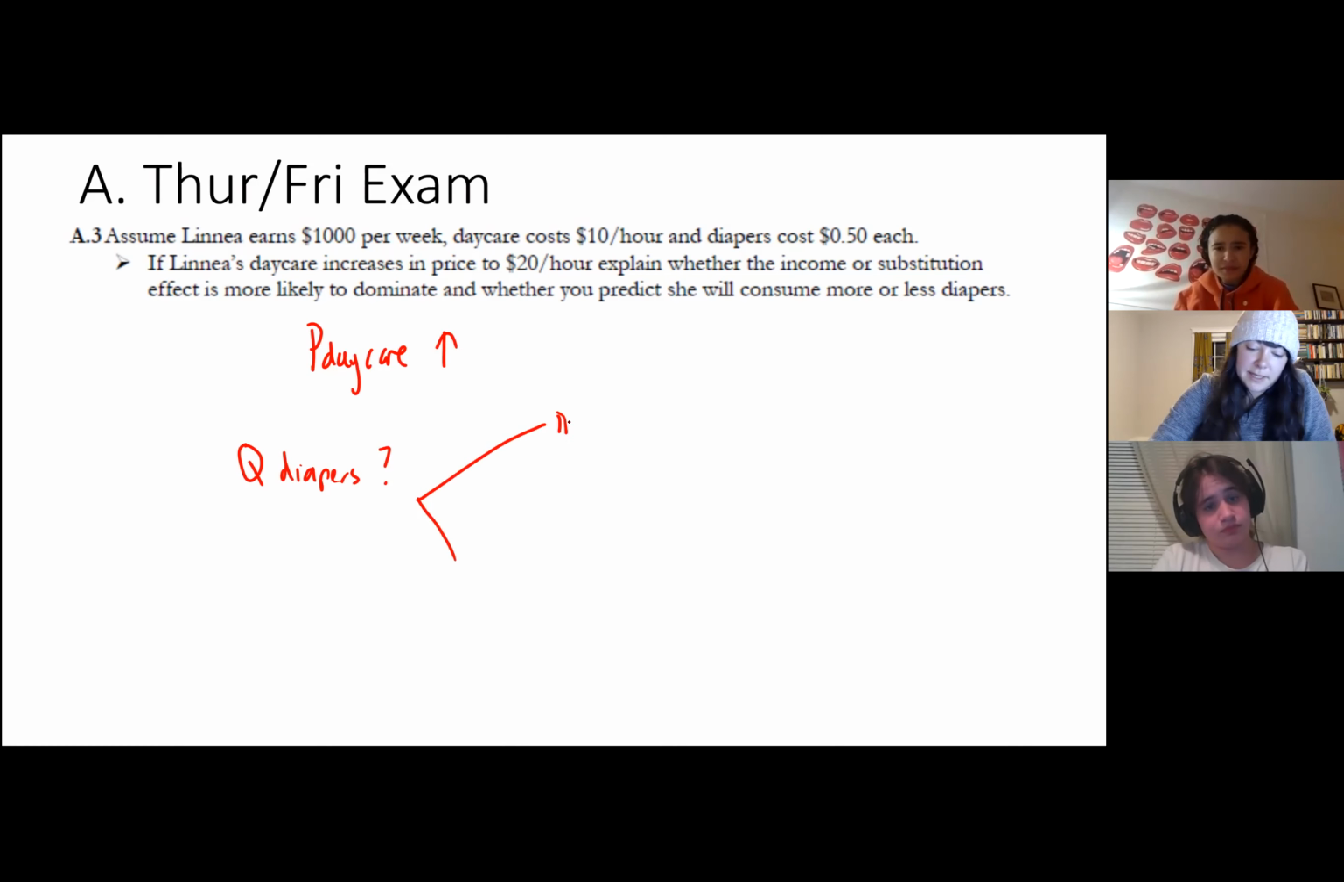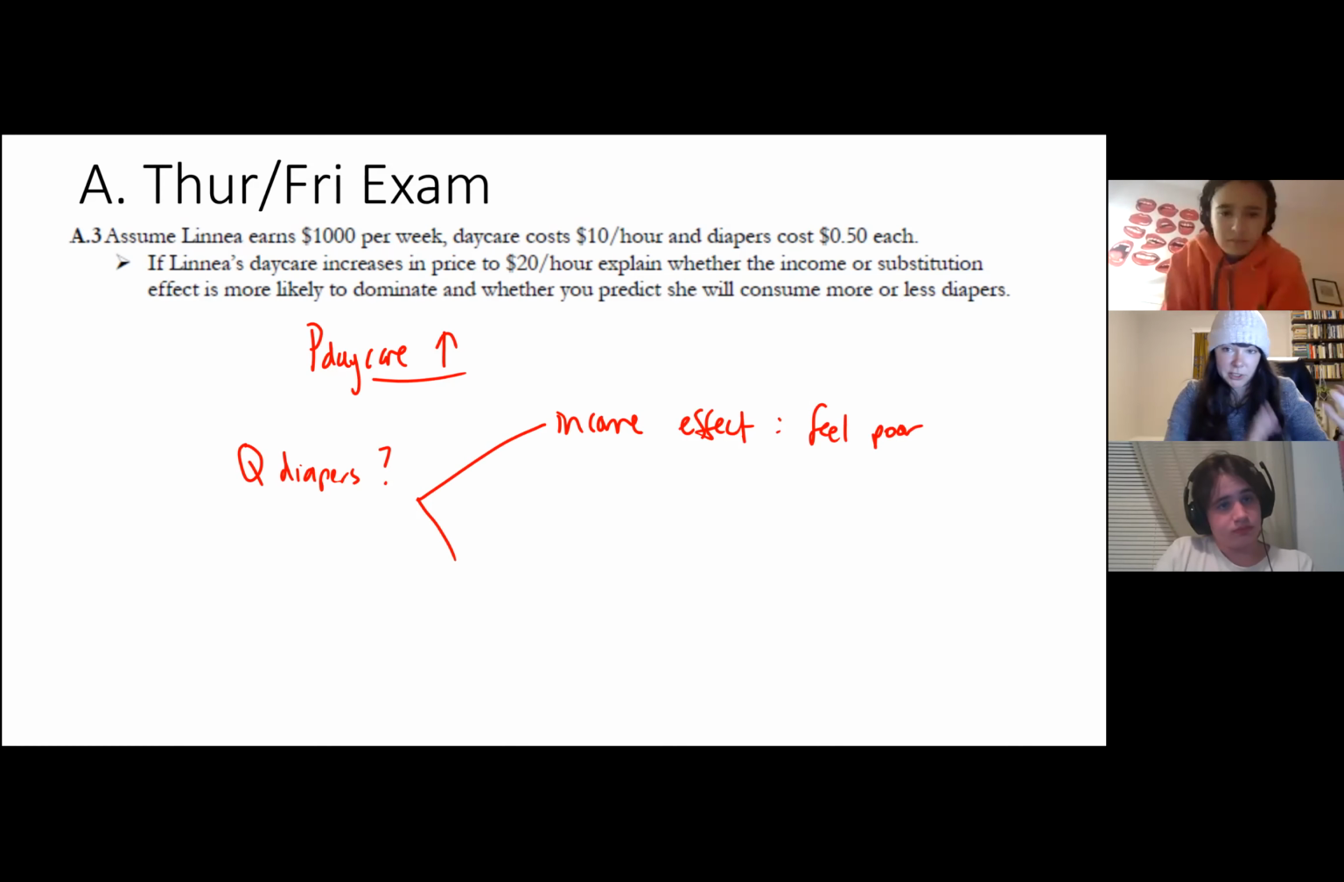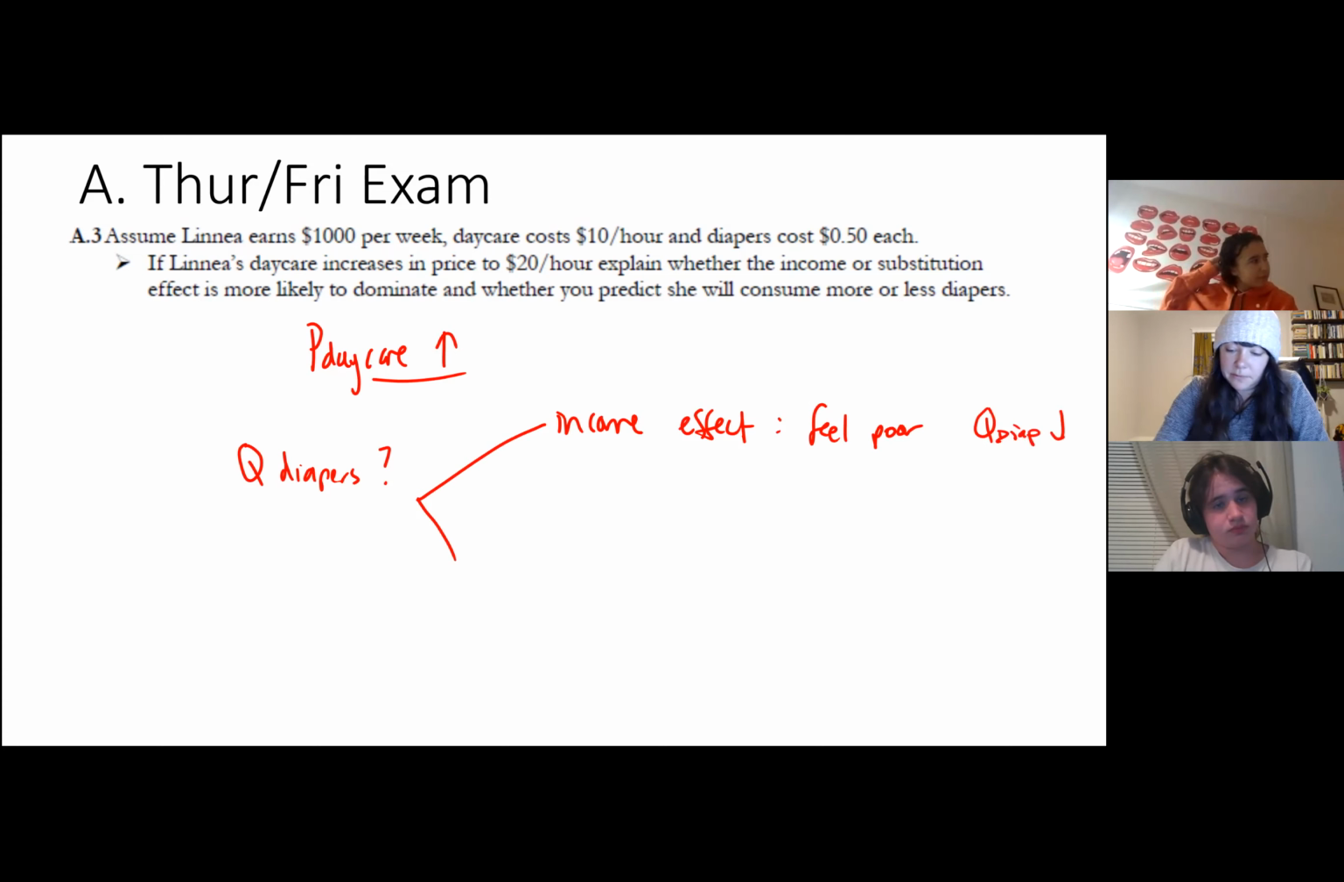The first one is the income effect. Because the price of the good went up, you're going to feel poor, right? One of the goods that you spend half your money on or a big chunk of your money on just became more expensive. So that might make the quantity of diapers go down. You might buy less, you might cut corners on diapers because you're spending a lot more on daycare to get the same amount of care.